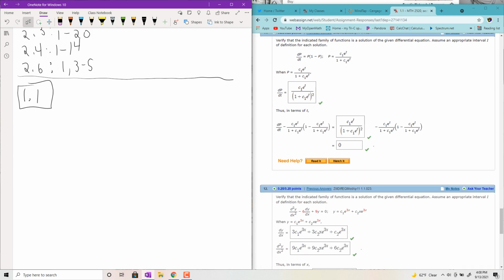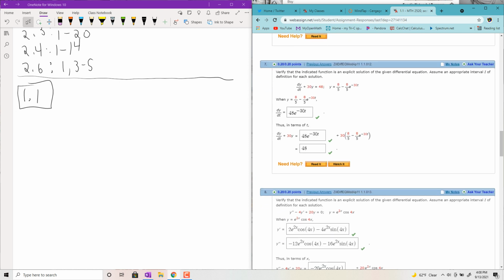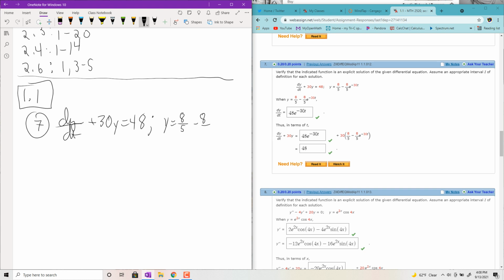well, they all look kind of nasty. Let's try, this one doesn't look so bad. So let's try number 7. I'll give you a differential equation of some sorts, and then a potential solution, and you have to determine if this satisfies the differential equation.